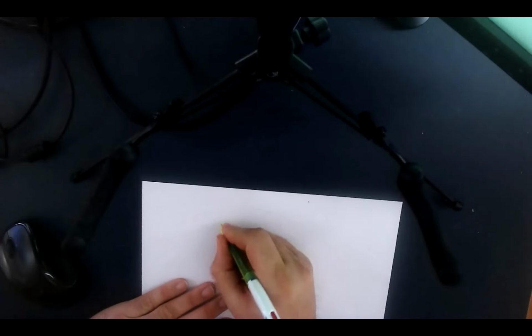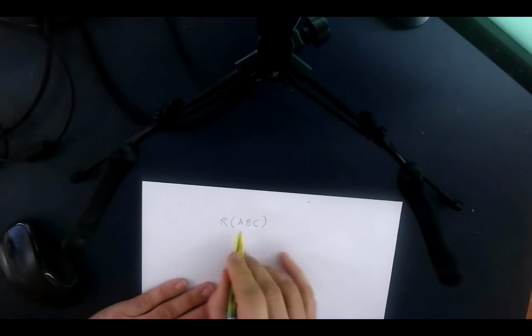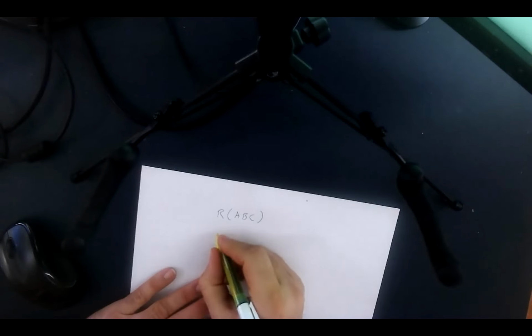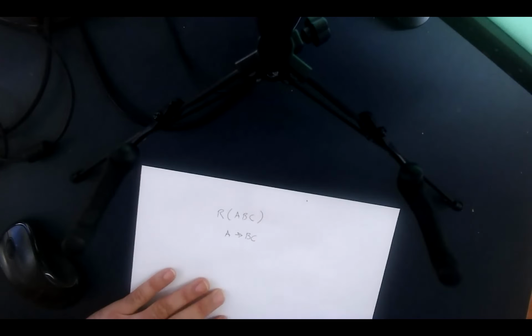Okay, so first of all, let's just talk about what the keys of a relation are. Here we have a relation R(A, B, C), and then I have the following functional dependency: A goes to B, C.